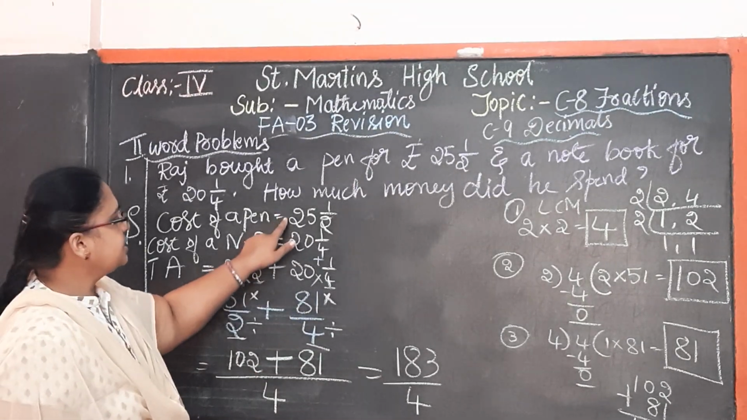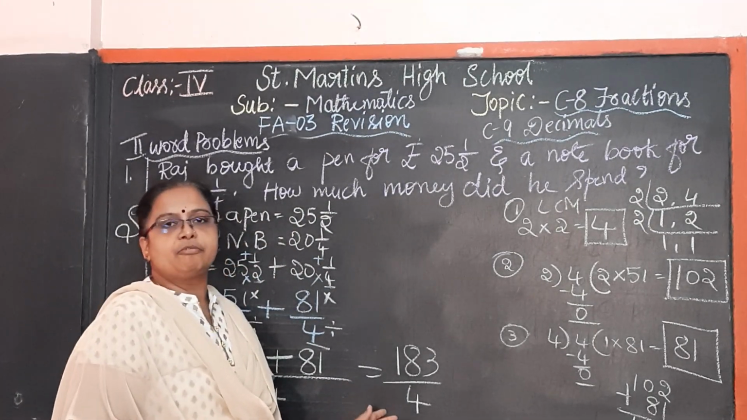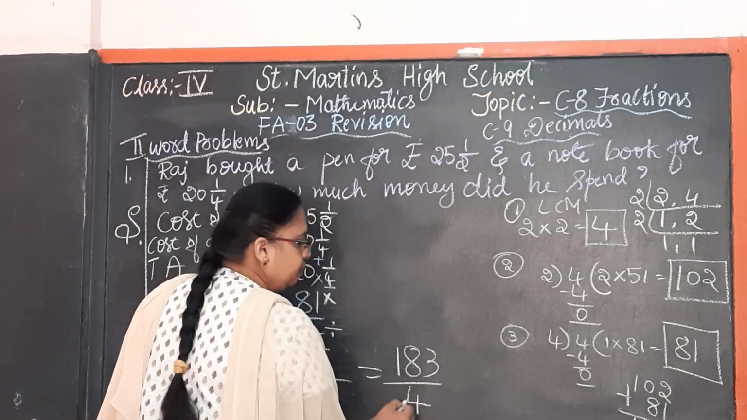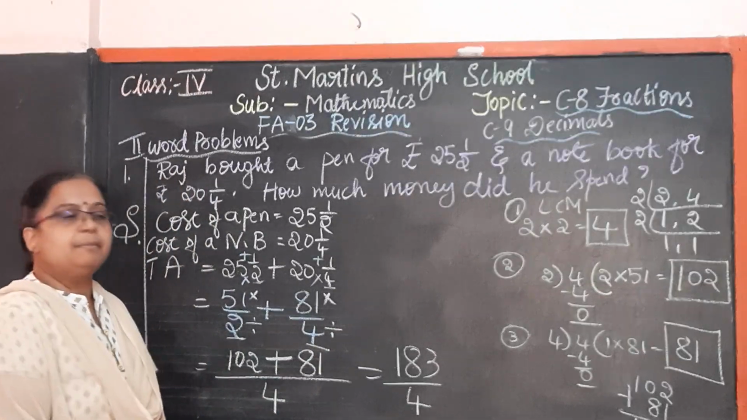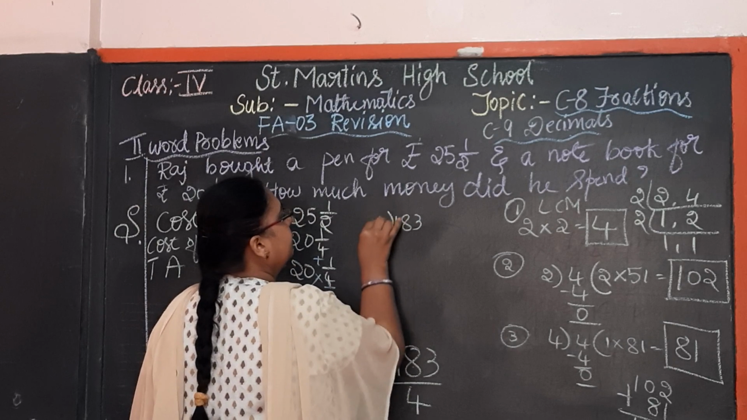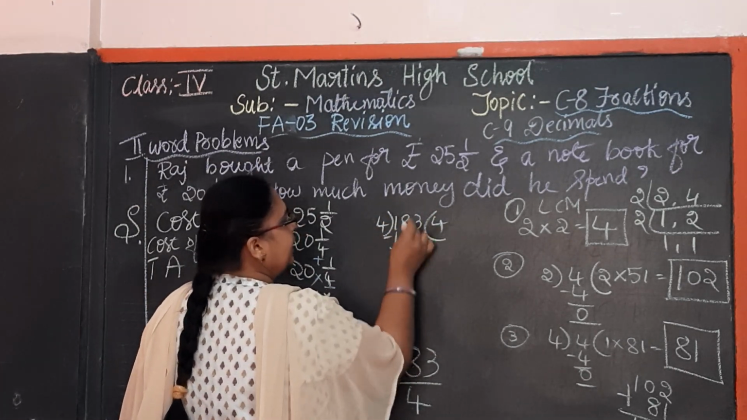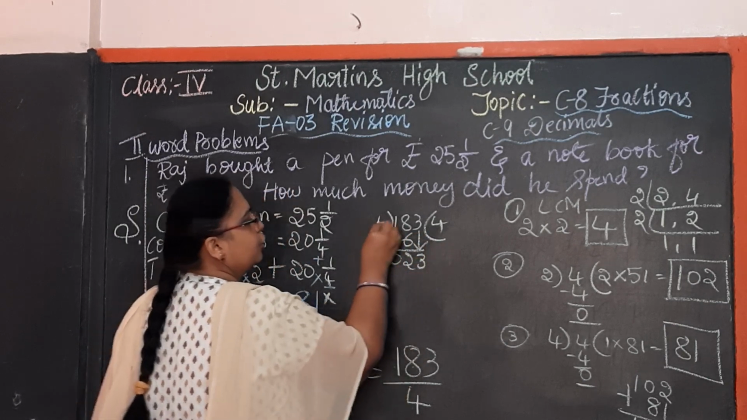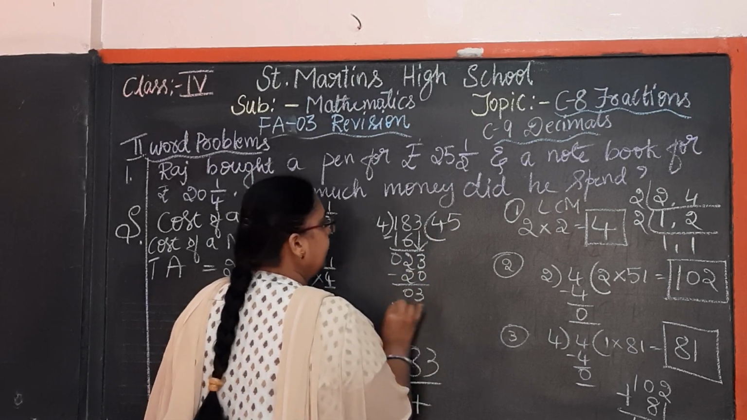Since the question is in mixed fraction, we again have to convert this improper fraction into a mixed fraction. This 183 we have to divide by 4 and find the mixed fraction. Let us divide here. 183 we are dividing by 4. 4 4s are 16. 18 minus 16 is 2, and we are taking this 3 down. That is 23. 4 5s are 20. 23 minus 20 is 3.